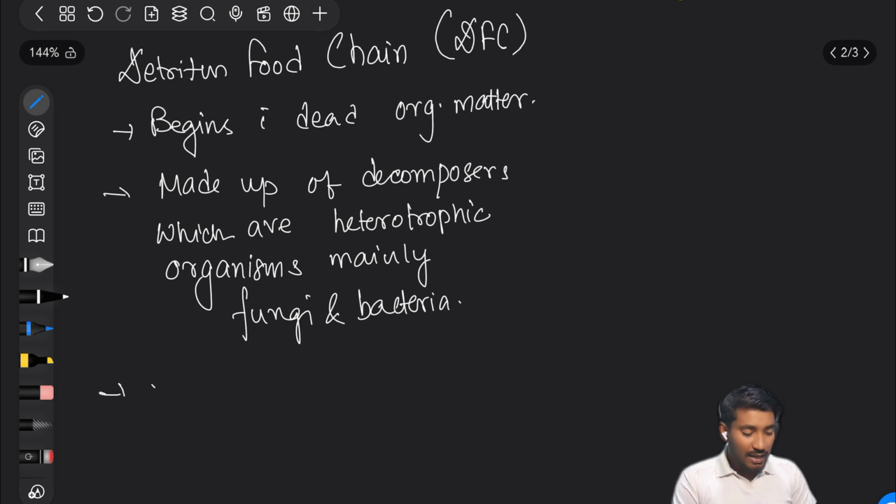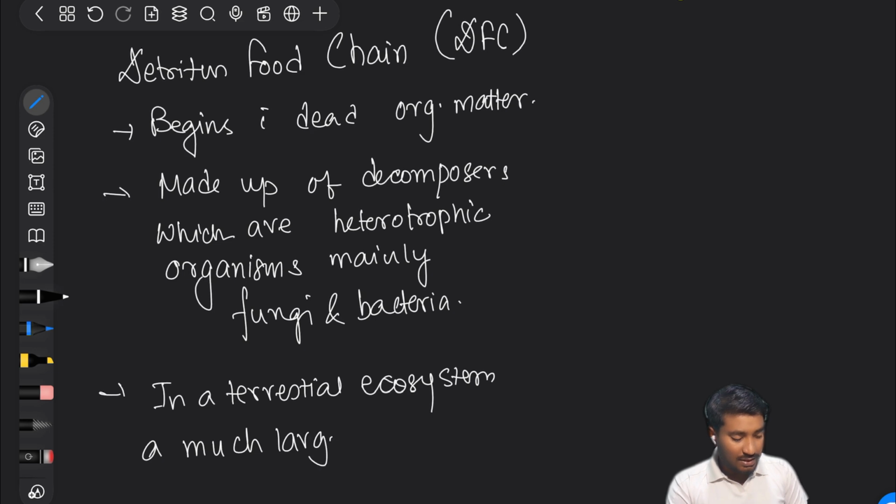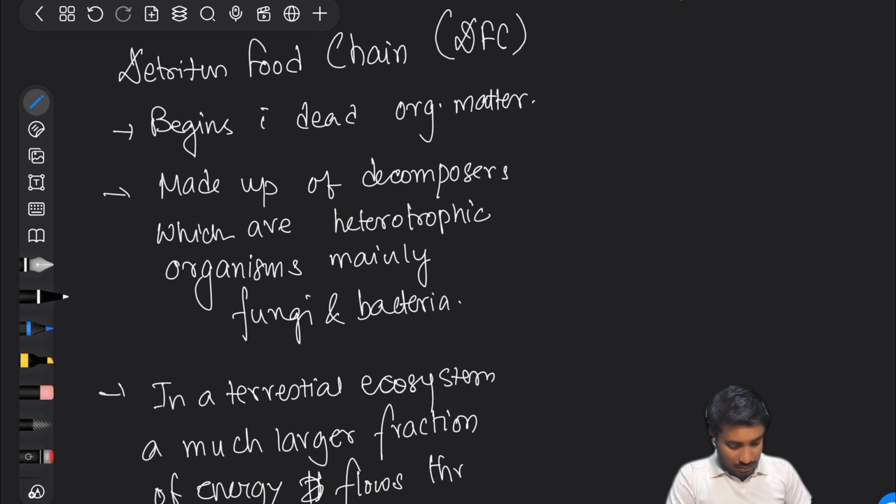Okay. In a terrestrial ecosystem, a much larger fraction of energy flows through the DFC than through the GFC.